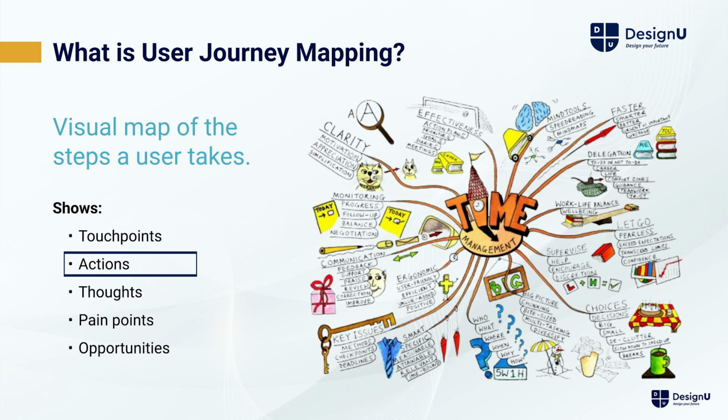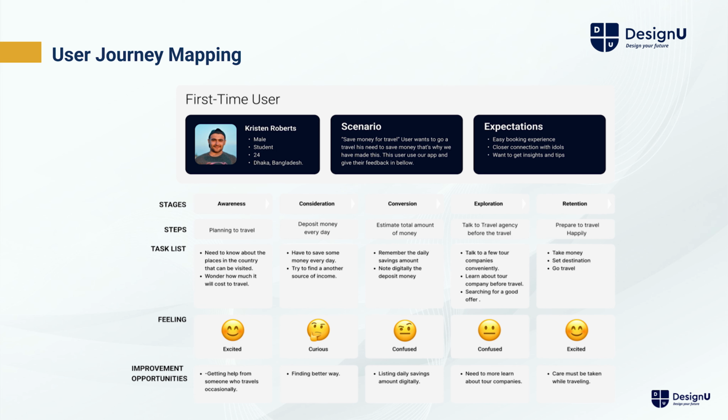And what does a user journey map show? It shows touch points, actions, thoughts, pain points, and opportunities for improvements. So a user journey map contains things such as scenarios, expectations, different stages of the process, the steps they take, task lists, feelings, then improvement opportunities. These are the exact things that a user journey map contains, and it outlines the experience of the user for you to see.